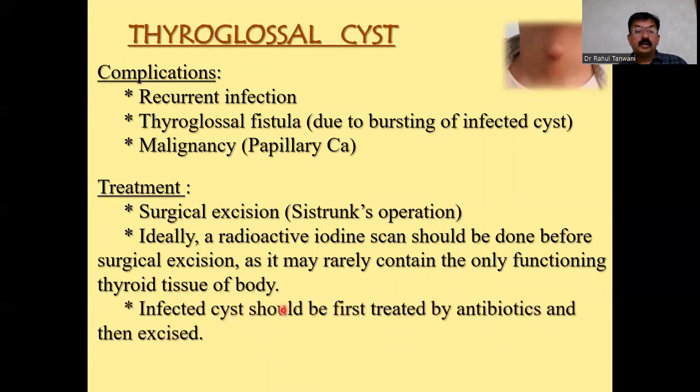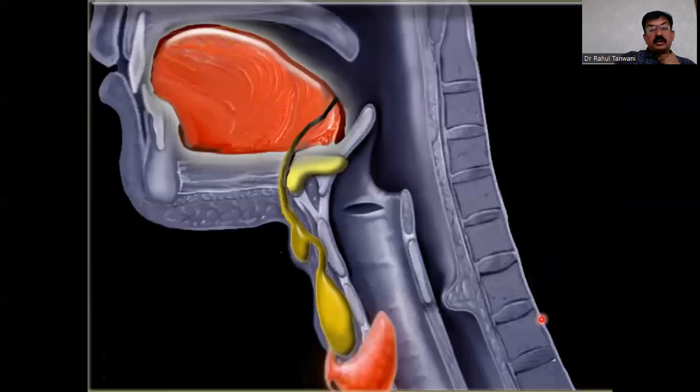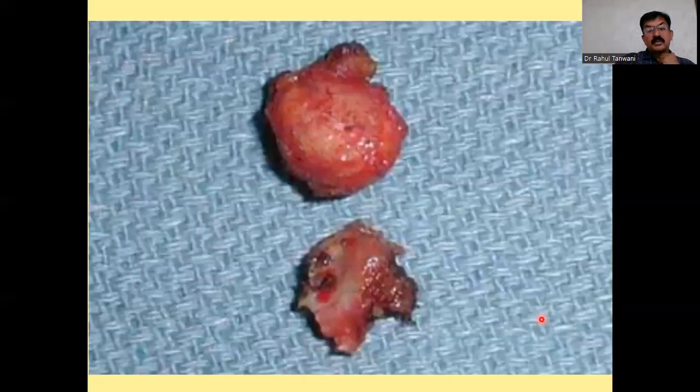And one point, if it is infected, as I showed you in one slide a few minutes ago, first treat with antibiotics and then excise. Don't drain it. Don't make any incision. Don't make this mistake. Treat it with antibiotics, and after a few weeks, when the infection is controlled, then you go for Sistrunk's operation. So this is what is done in case of thyroglossal cyst. You have to remove all these things.